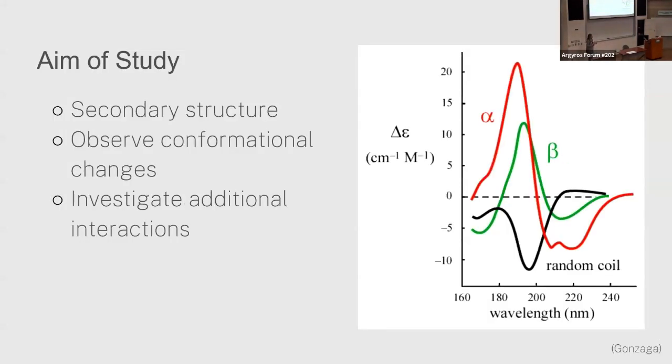So our study has been focused on determining the secondary structure of this protein and the interactions that occur. And we have also been observing the conformational changes and any additional interactions. So through circular dichroism, we aim to determine the alpha helices and the beta sheets and any additional coils that will help us gain more information about the structure of these proteins and how those conformations change as the proteins interact.